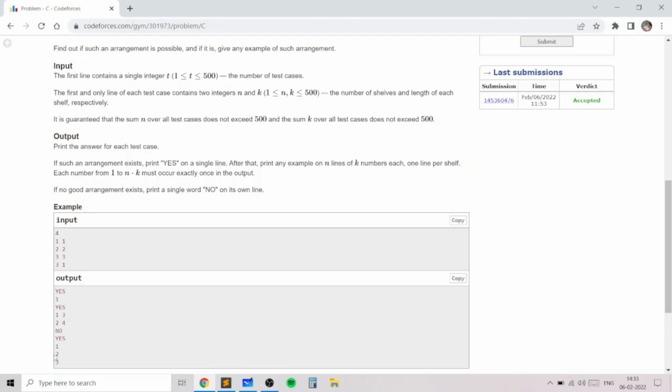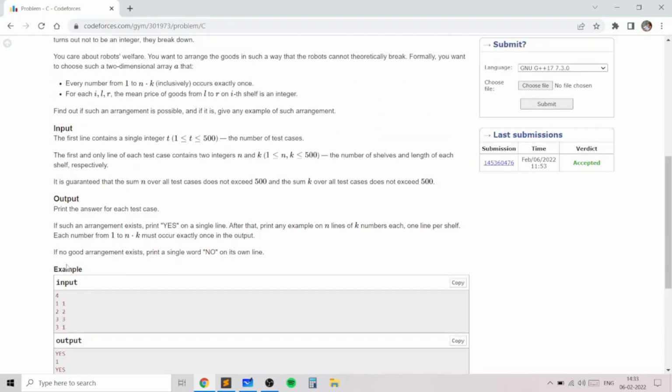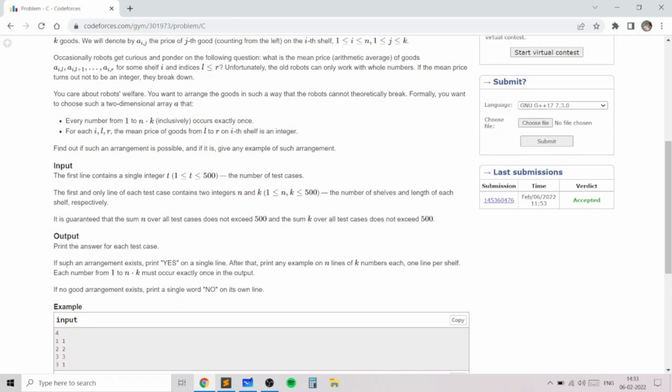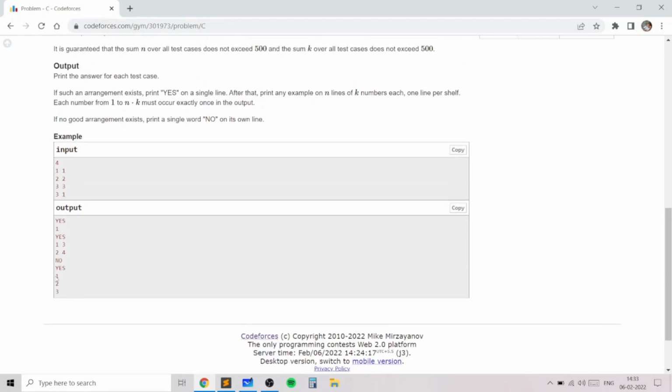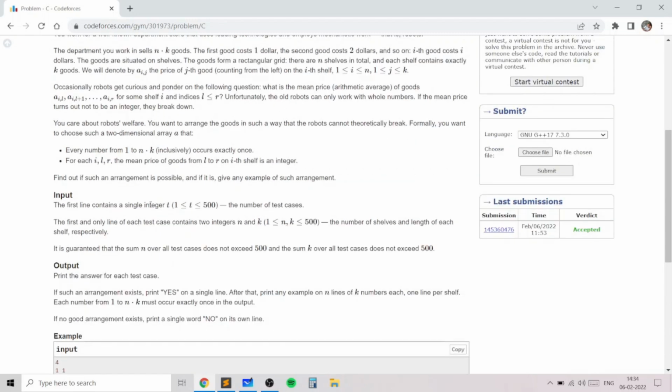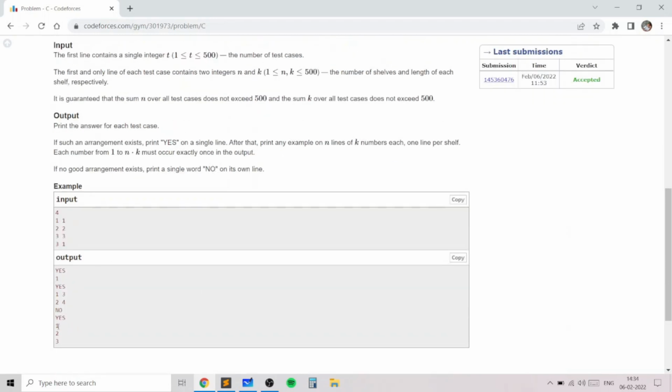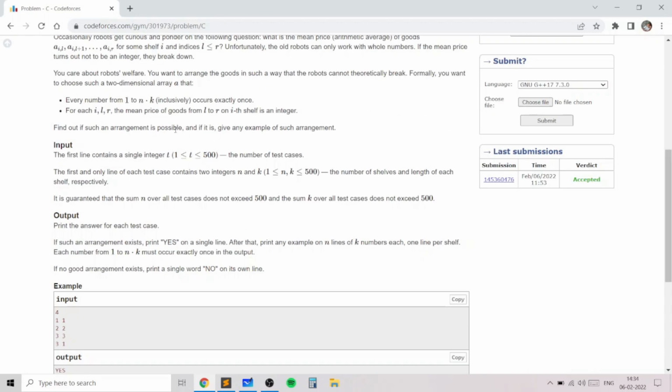And in the last example, where we have 3 shelves and 1 number on each shelf, we can basically arrange them in any order we want, because each range will be of size 1, since the mean price is considered for elements on the same shelf only and within a contiguous range. You can just arrange them in any order because we know that the mean of one element is the element itself.